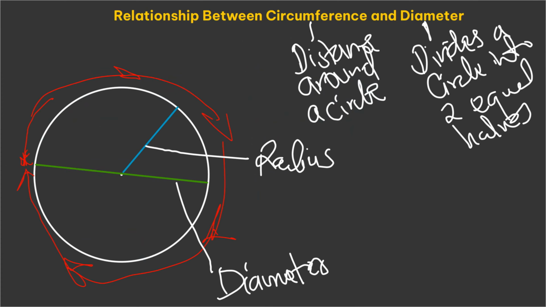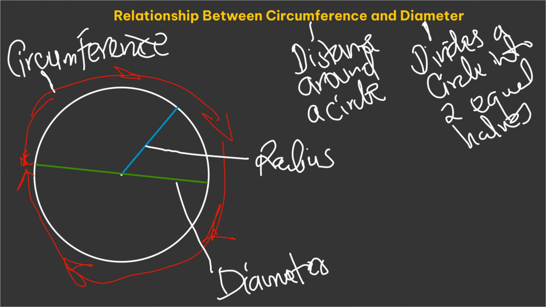And now going around the circle is a circumference. Going around the circle is a circumference. Now that's all you need to know about circles. At this point, that's all you need to know about the circle. With this, it will be easier for you to understand the relationship between circumference and diameter.